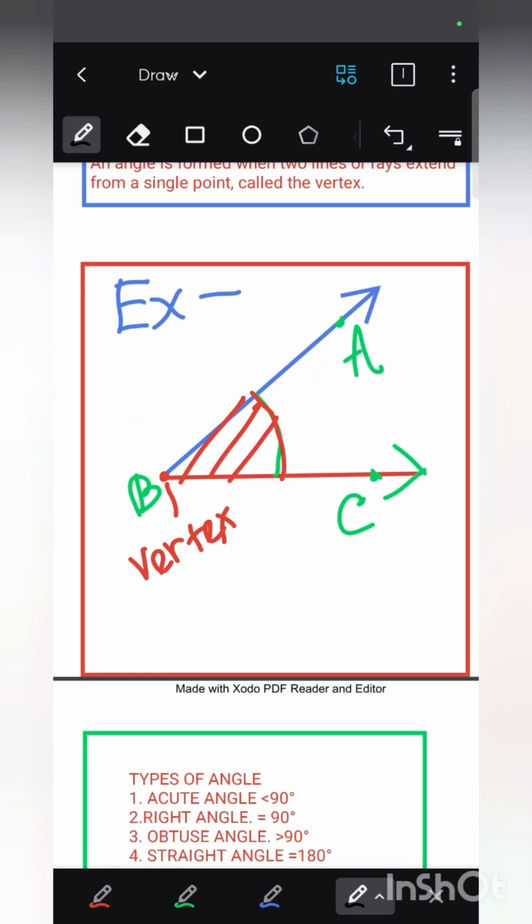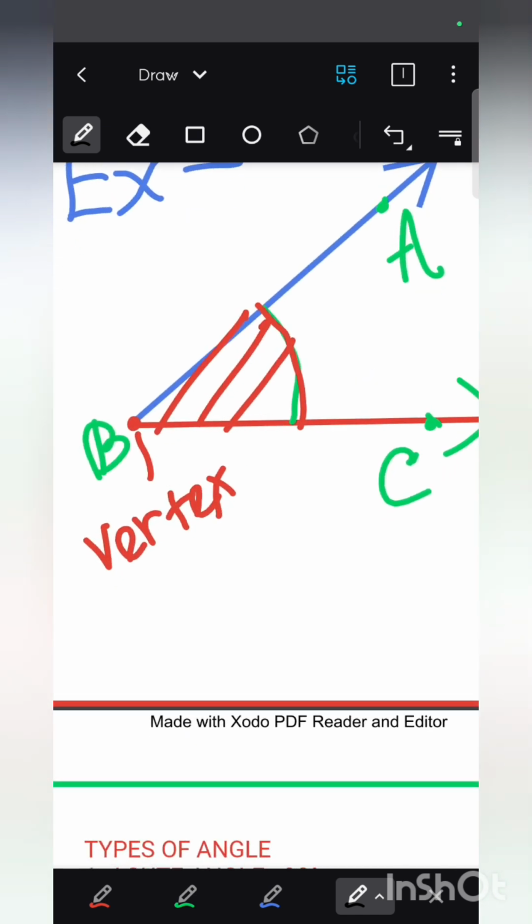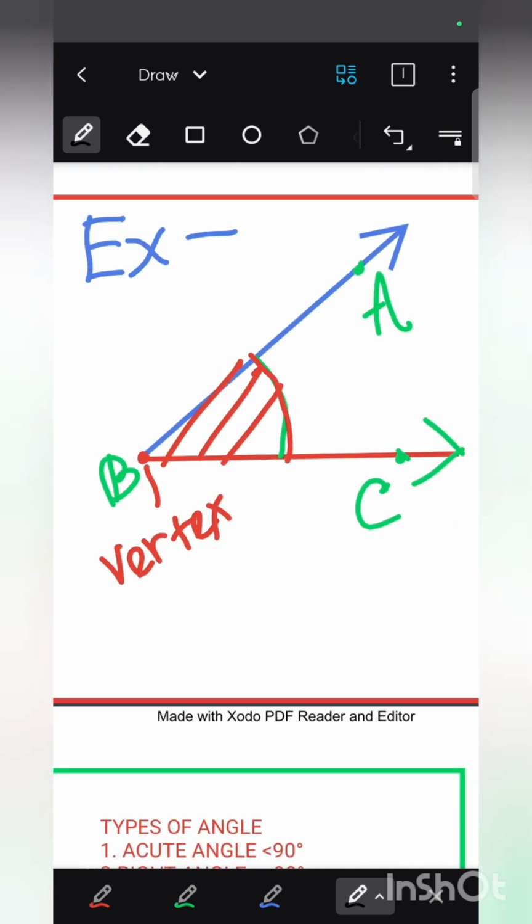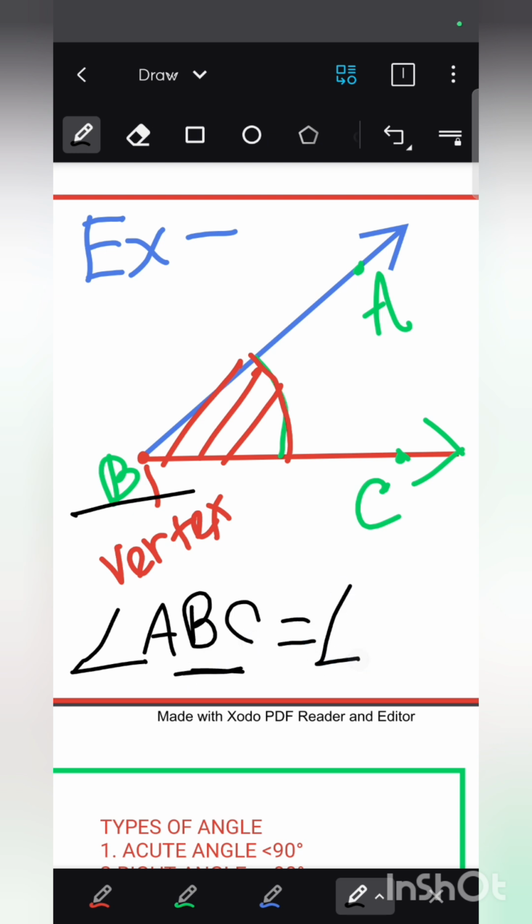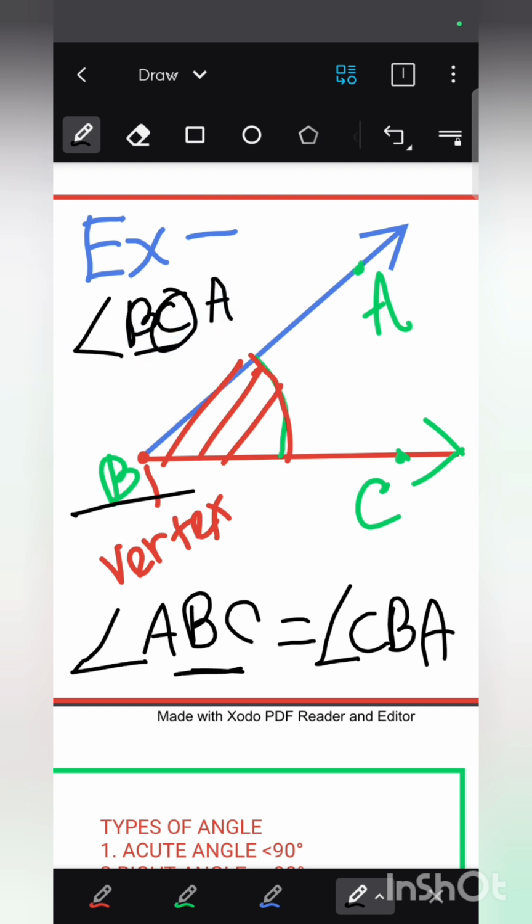Let's see the naming process of an angle. There is only one rule: we keep the vertex point in the middle of the name of the angle. Then we have to put the angle sign, then any of the other two points, let's say A, B, C. I kept the vertex point in the middle, and we can also write it C, B, A. Both are right. But if we write it angle B, C, A, it means the vertex is C, not B. So it is not a correct representation.